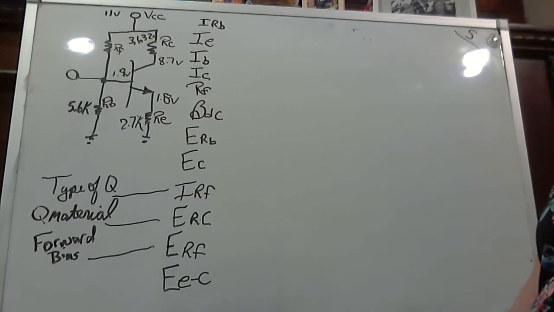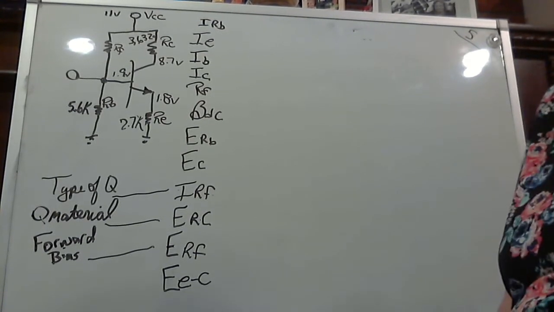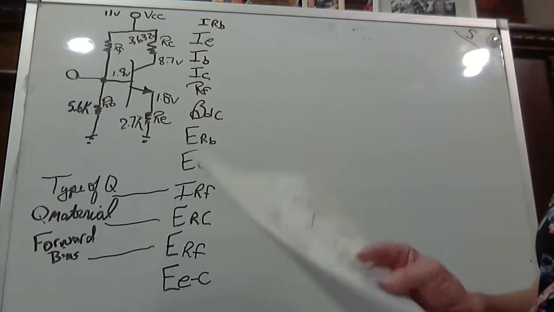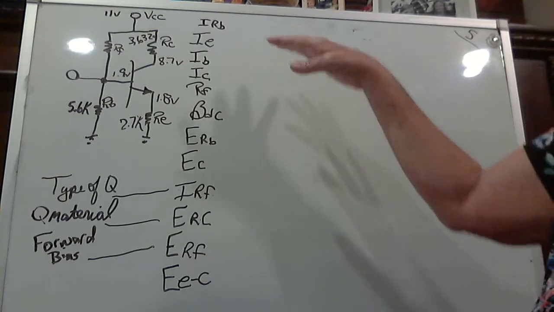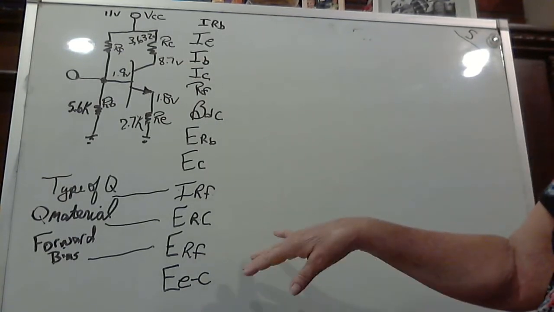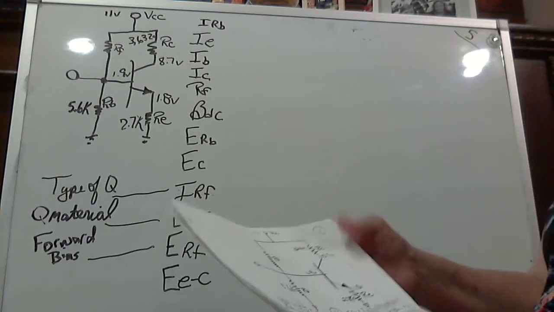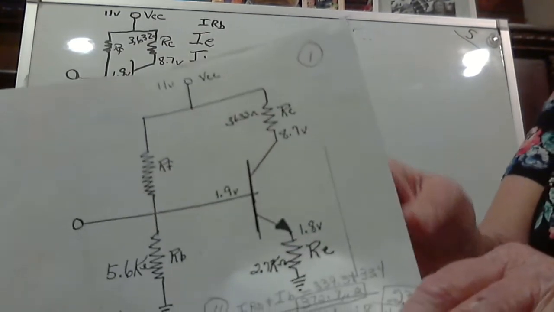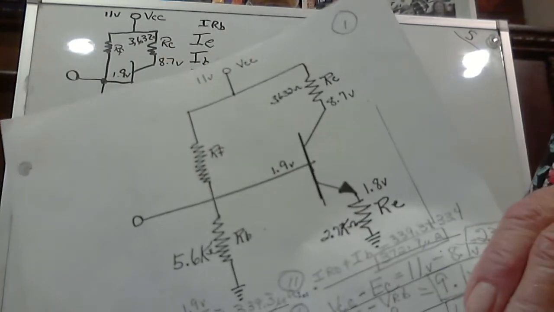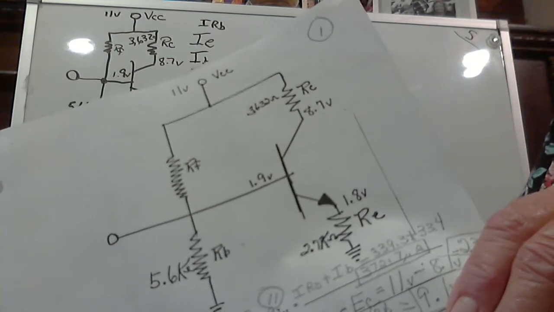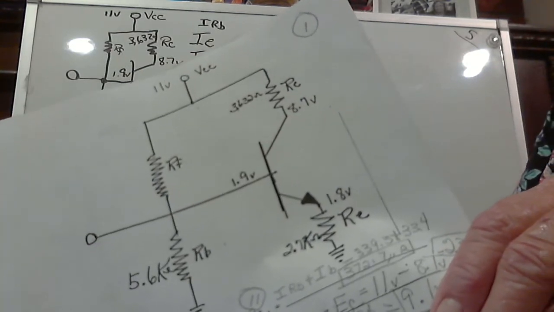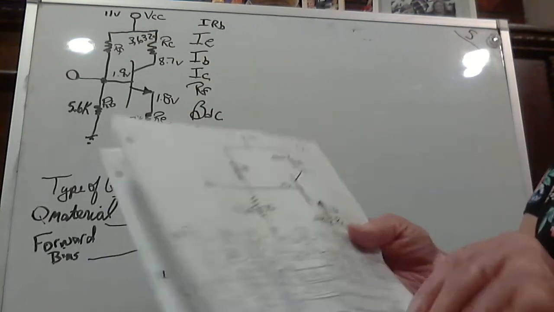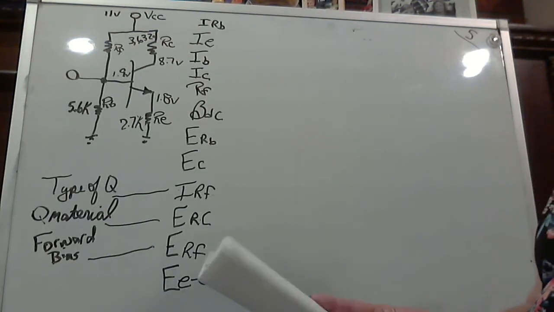Hello again. In this video, I want to show you how to solve these problems when you're calculating. What you'll see here is I have drawn on the board one of your problems. If you look at your sheets, I have numbered this one number 1 because it is the 11 volt source voltage, and it has a 5.6 k ohm base resistor. That's the first one I'm going to be doing.